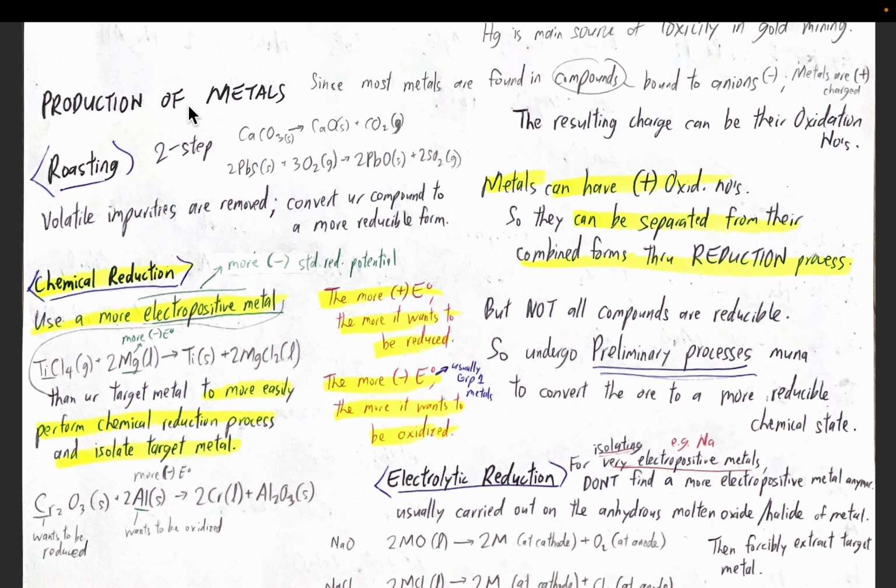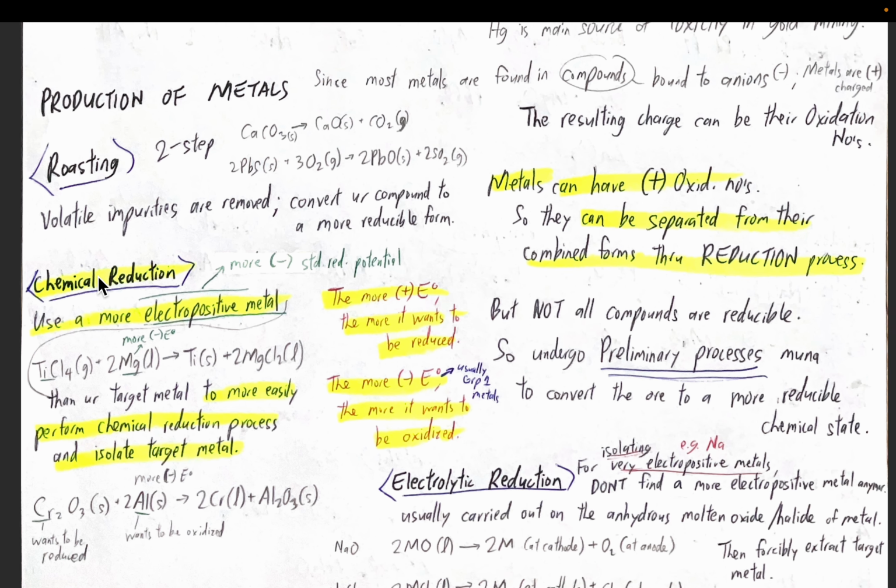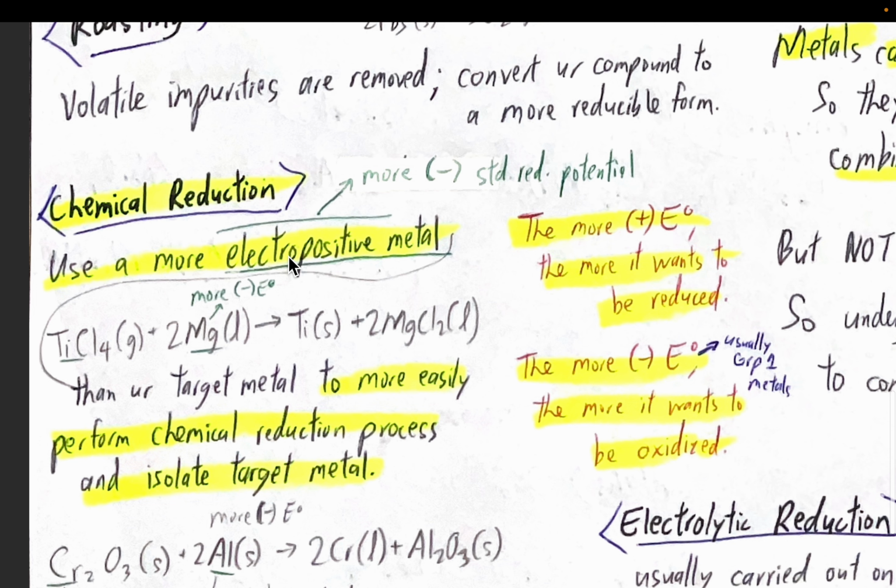Another way of metal production is chemical reduction. So, you use a more electropositive metal. By the word electropositive, I mean a more negative standard reduction potential, which is abbreviated by E degrees. So, you use a more electropositive metal than your target metal, or in other words, desired metal, to more easily perform a chemical reduction process and isolate the target metal.